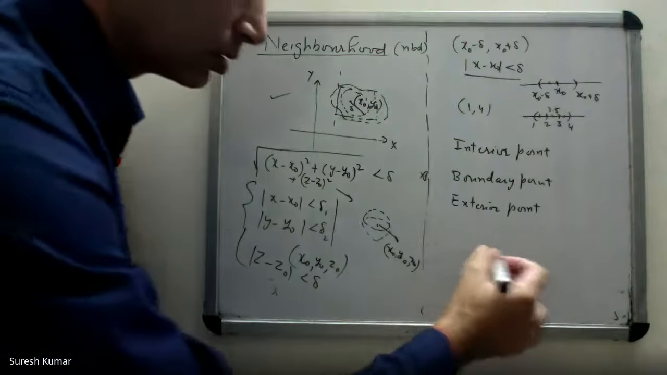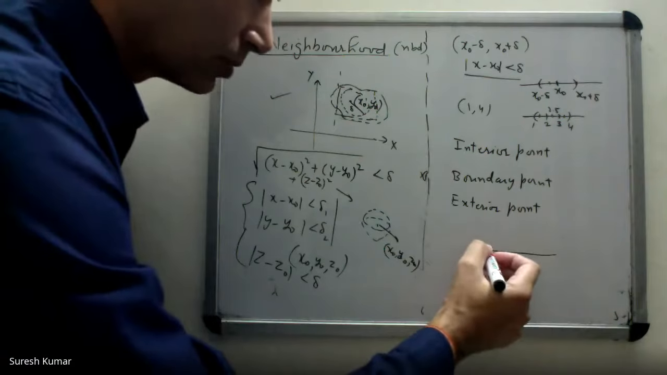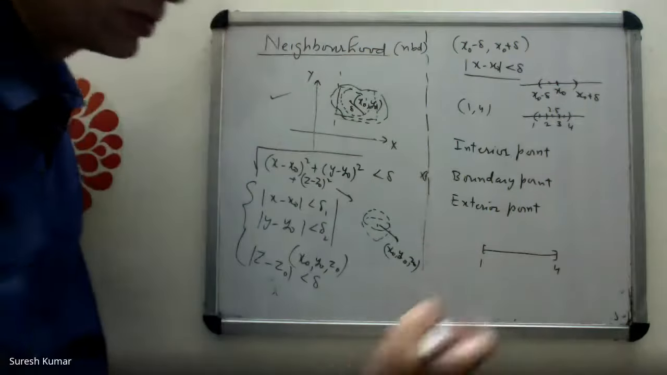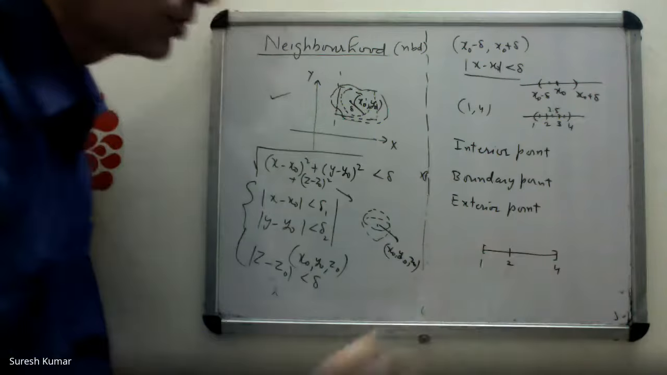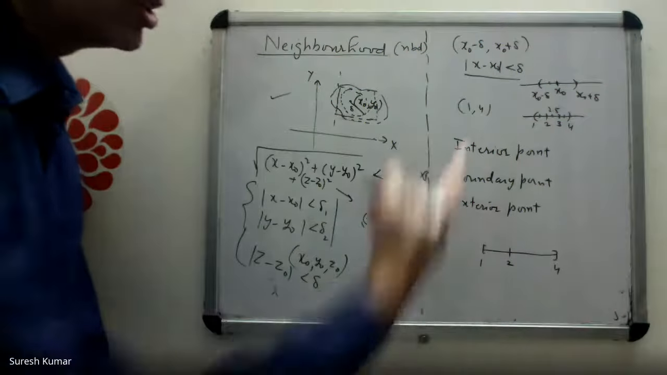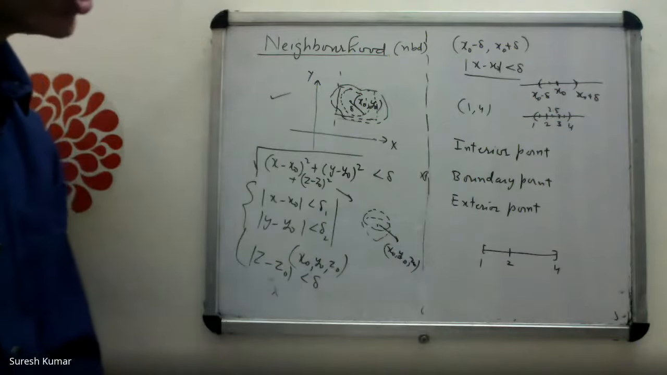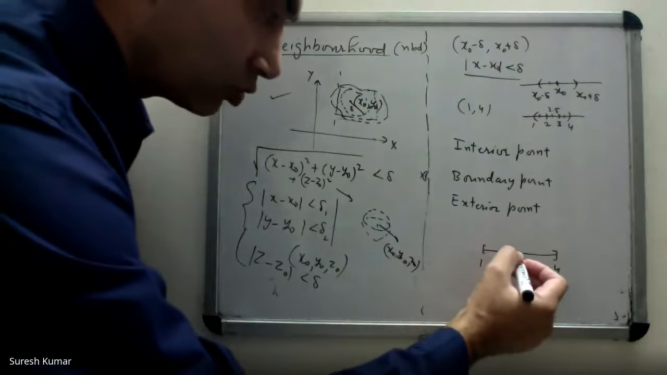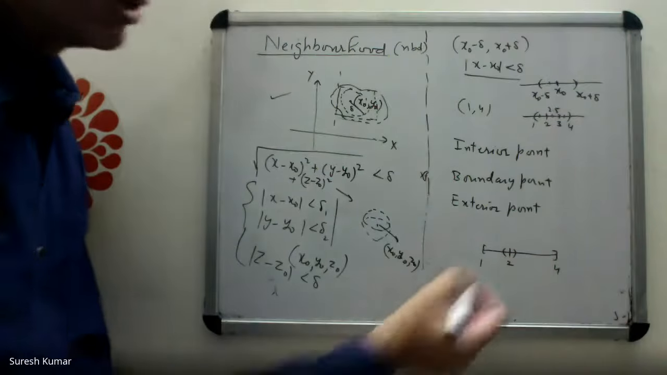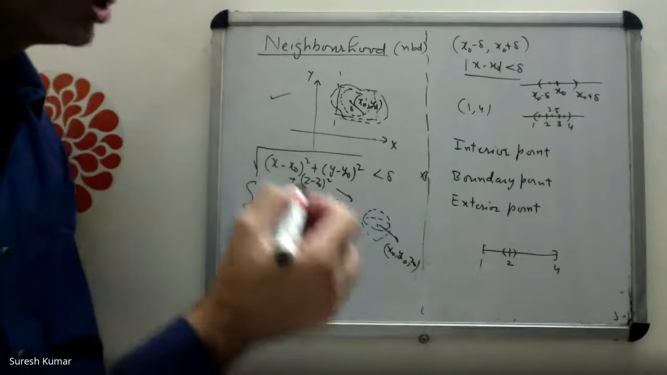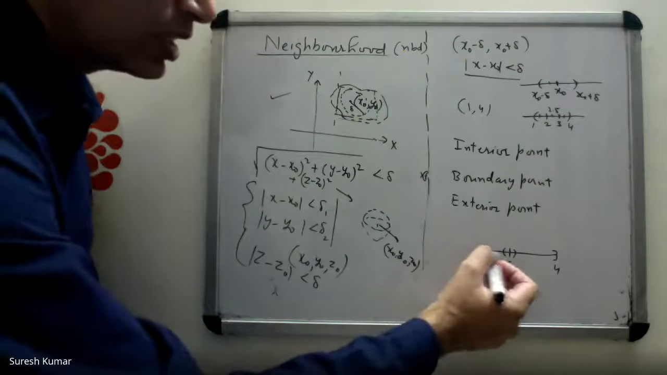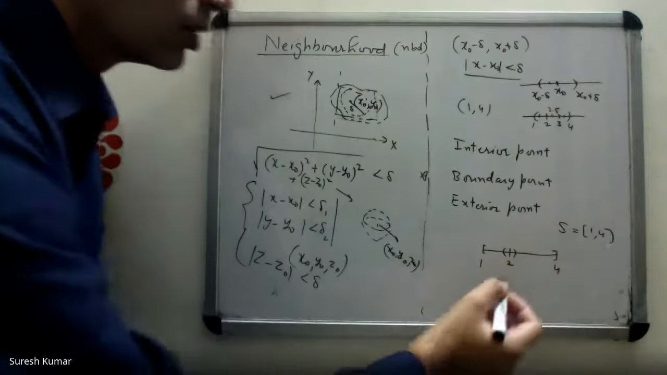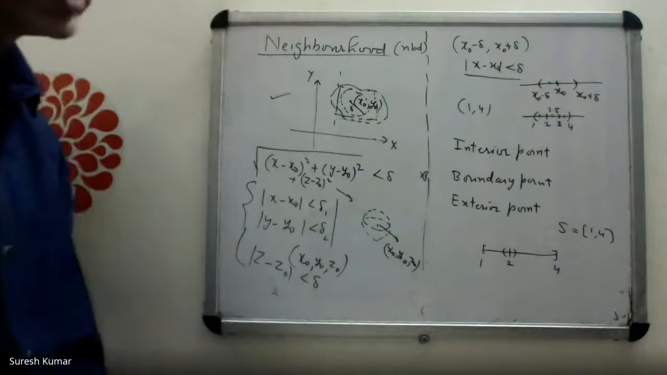Think of it like this. I'm choosing this interval 1 to 4. I'm considering a point inside it. Now tell me, is 2 an interior point, boundary point, or exterior point? It is an interior point. Interior point means you can construct a neighborhood, however small, it doesn't matter. You should be able to get at least one neighborhood inside the given set. Here the set S, I'm choosing this closed interval. So 2 is the interior point of S.